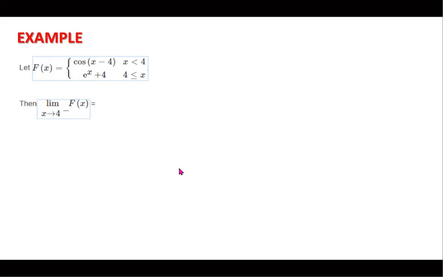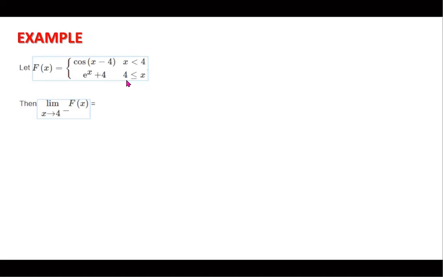Okay. So in example 4, you can see that a piecewise defined function is given, and we are asked to find the limit. If we look at it carefully, f of x is equal to cosine(x minus 4) if x is less than 4, and e to the (x plus 4) if x is greater than or equal to 4.